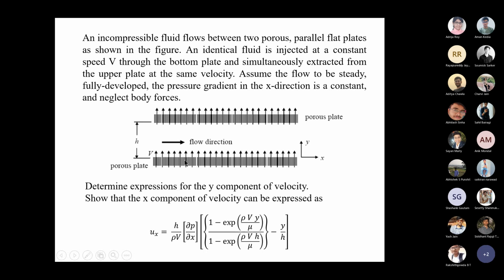So these two are porous plates through which the same liquid is injected and is sucked out, whereas the principal flow moves in the x direction. Okay, so we need to find out the y component of the velocity, and then we also need to find out what is the x component of the velocity. The application to this kind of situations are common in membrane separation processes.